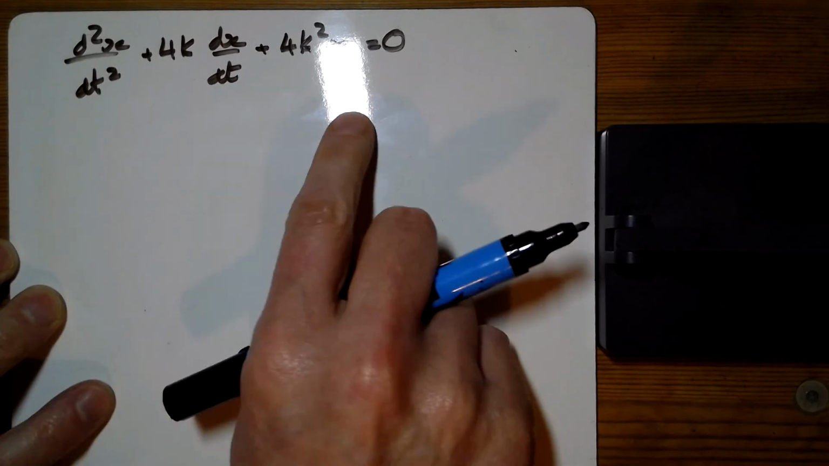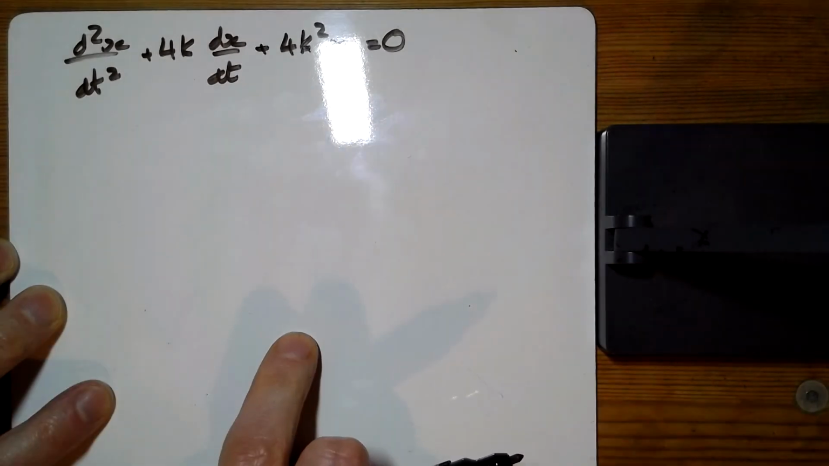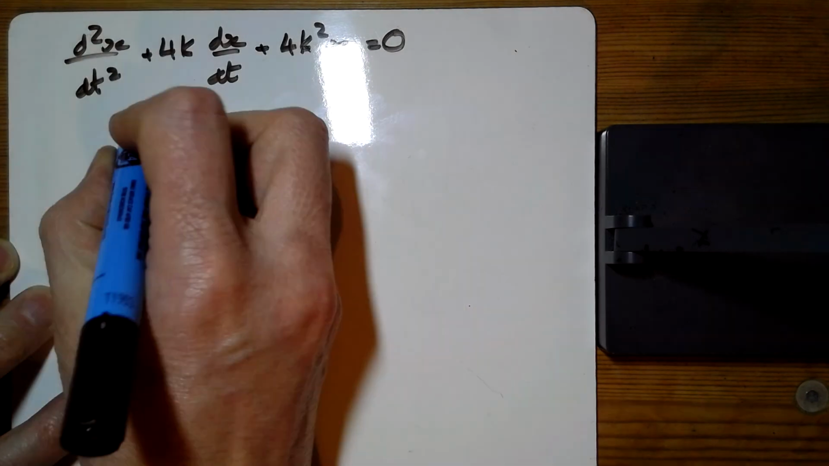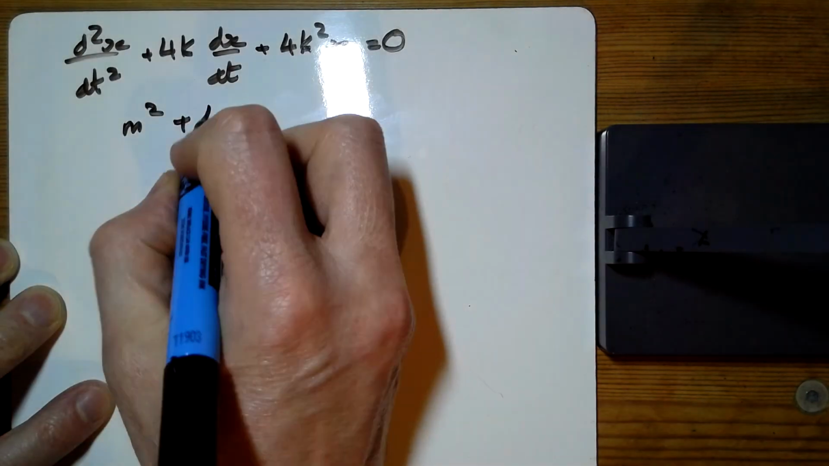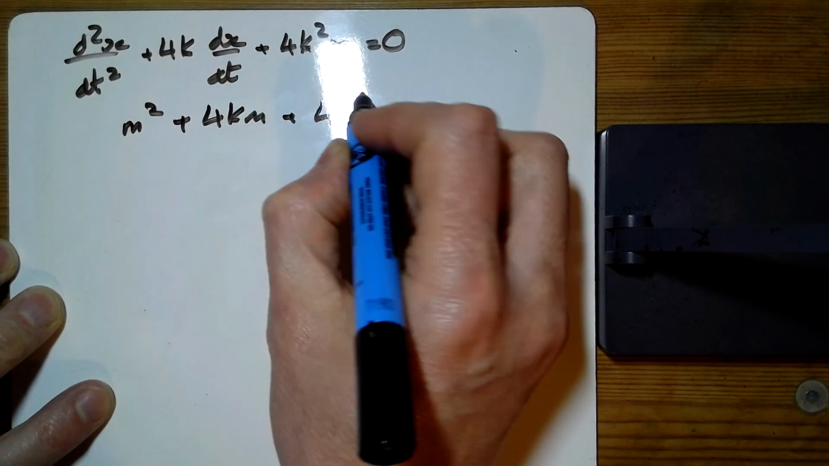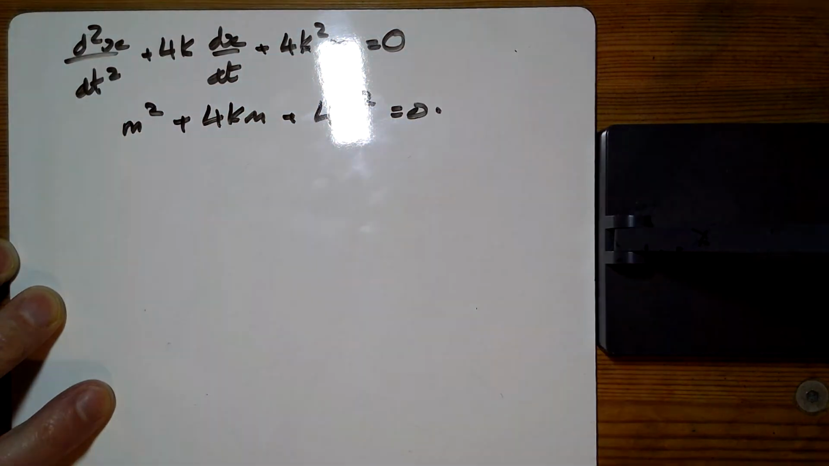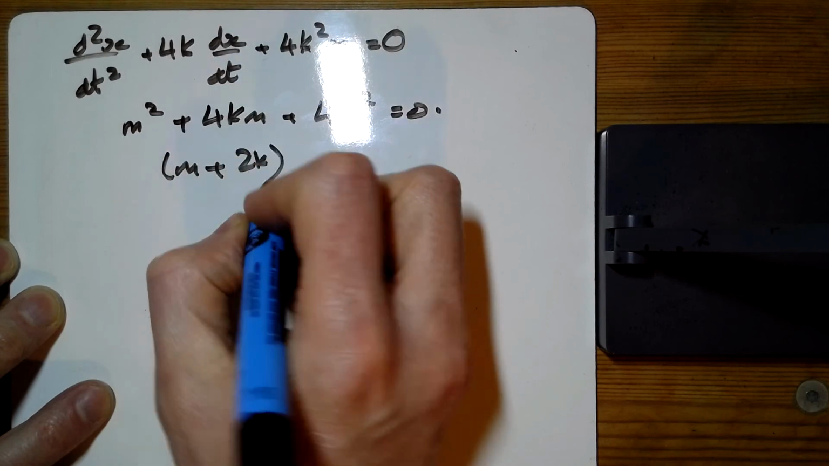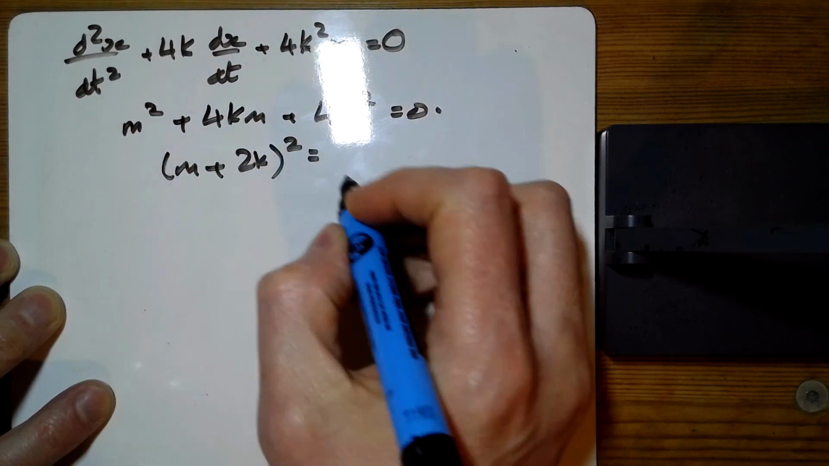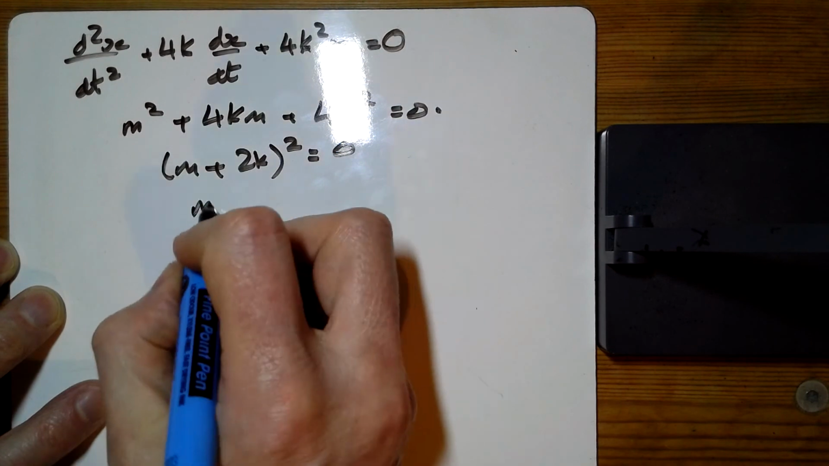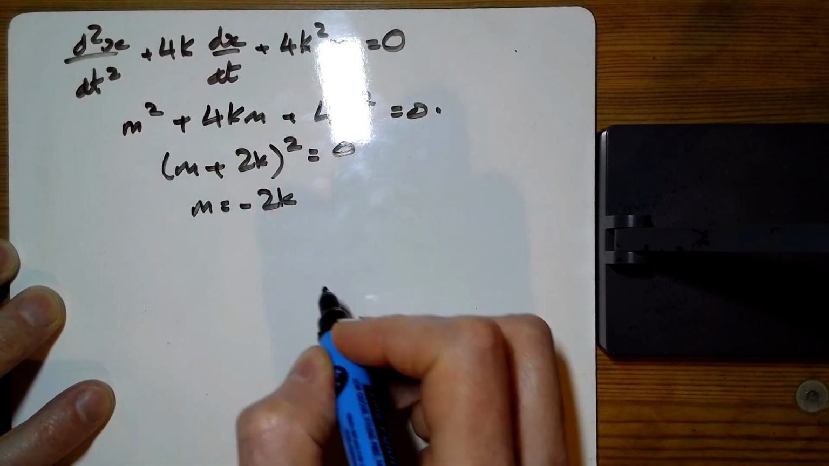So question 4, we've got our differential equation here. It's given to us, so we'll just go with that. So the auxiliary equation is m squared plus 4km plus 4k squared equals 0. And what is that? That's going to be (m plus 2k) all squared, isn't it? m plus 2k times m plus 2k. So we've got repeated roots of minus 2k.